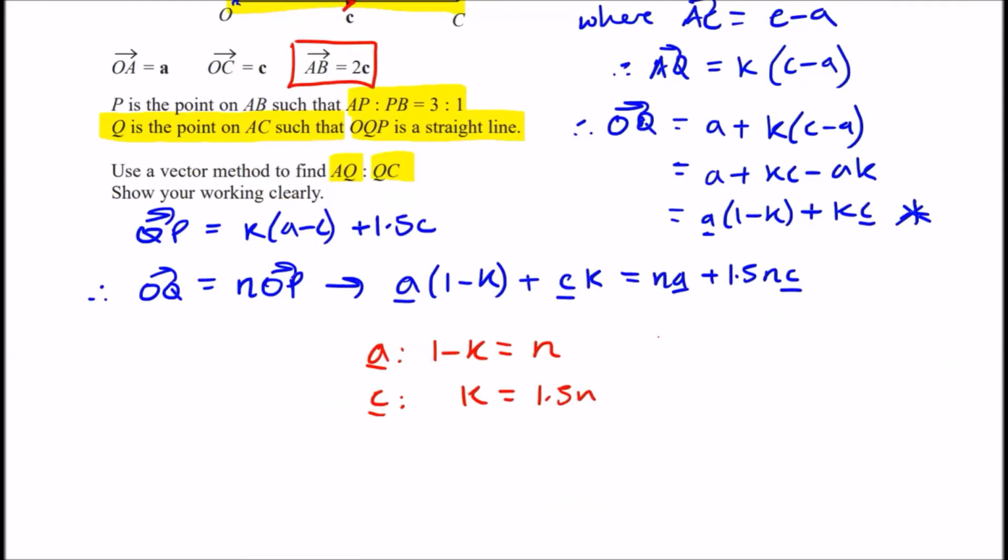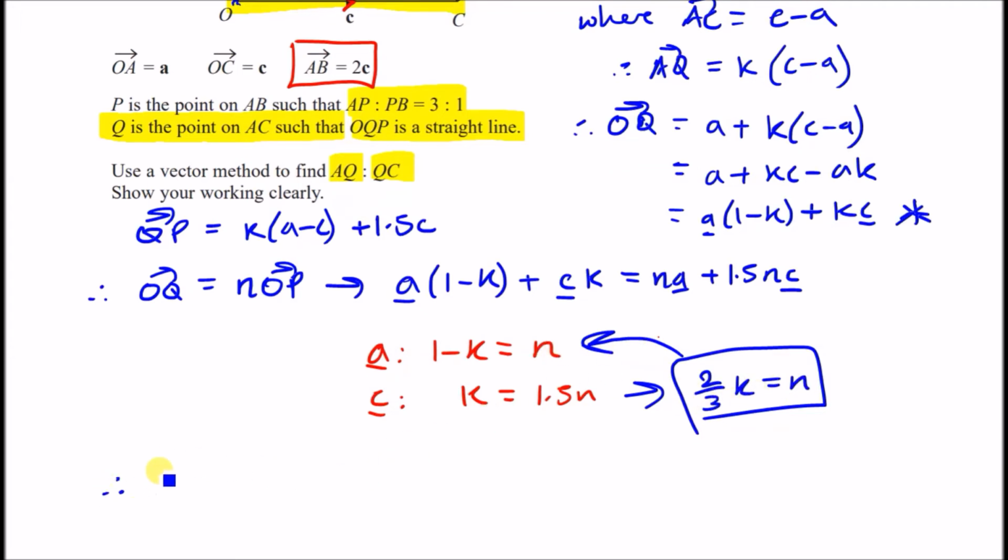Okay, now what I could do is just divide by 1.5 across. So dividing by 1.5, you're going to get 2/3 k equals n. So just put this in the calculator, 1 over 1.5. And now I'm going to substitute this equation into the first equation. So basically, replace n with 2/3 k, yeah? So you're going to get 1 minus k equals 2/3 k. And now we just solve for k.